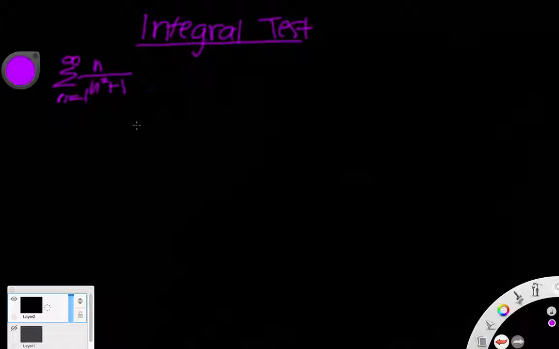The cons are you have 3 requirements to check before you can use it, and you have to solve an integral in the test. So now that we've got that out of the way, we're going to solve this problem.